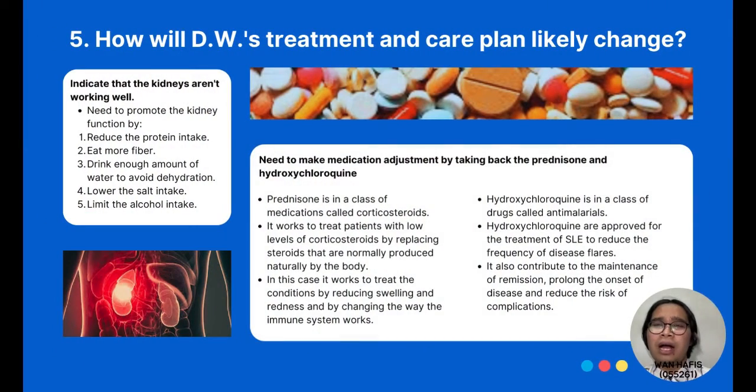Question number 5. How will DW's treatment and care plan likely change? This indicates that the kidneys are not working well based on the case progress, so it is necessary to promote kidney function by reducing protein intake, eating more fiber, drinking enough water to avoid dehydration, lowering salt intake, and limiting alcohol intake.